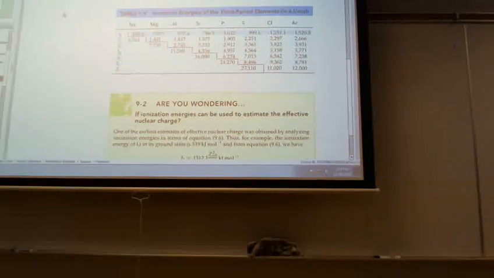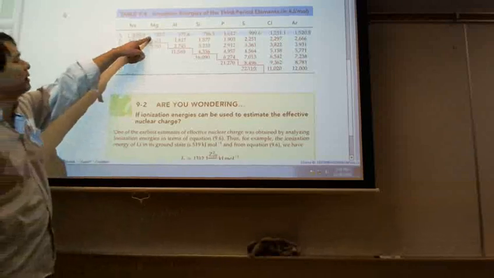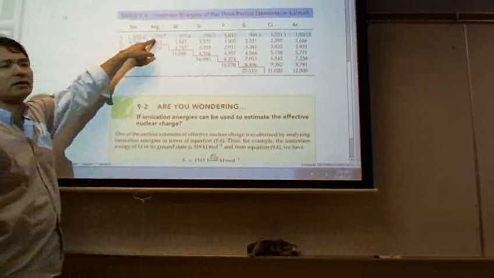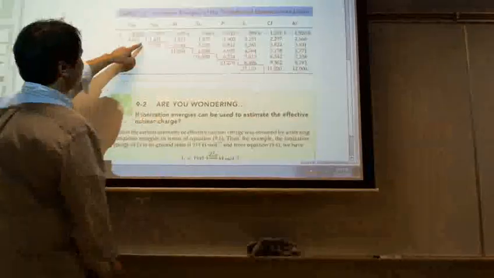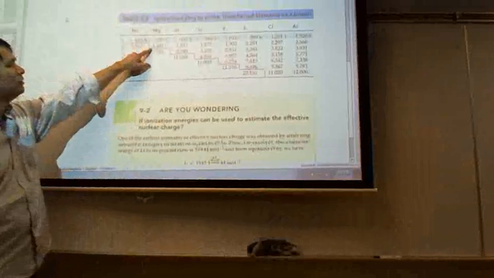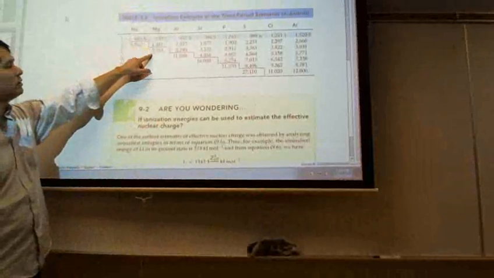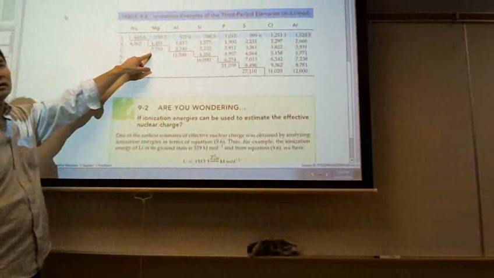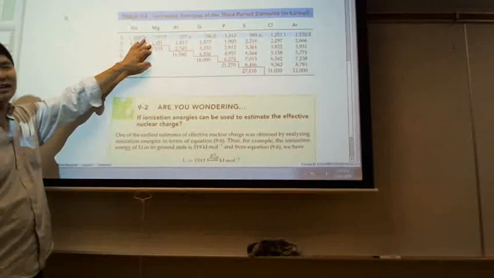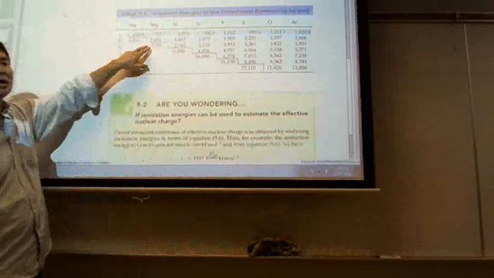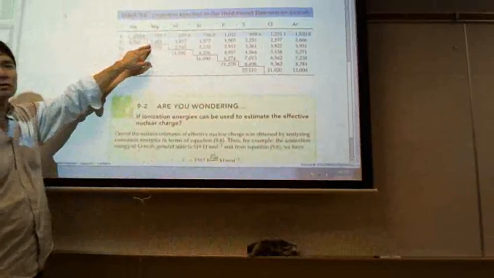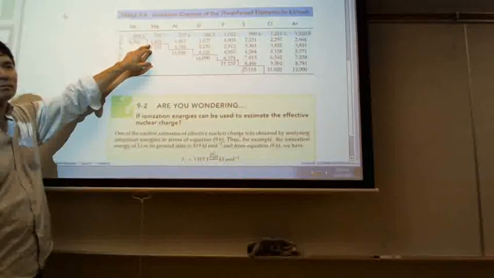So how much energy does it cost to take the first electron from magnesium? About 738. Let's just round it to 738. The second electron? 1,451. The third electron? 7,000. Did we talk about why? It's closer to the core, right? It's a core electron. A core electron is going to cost you significantly more energy.